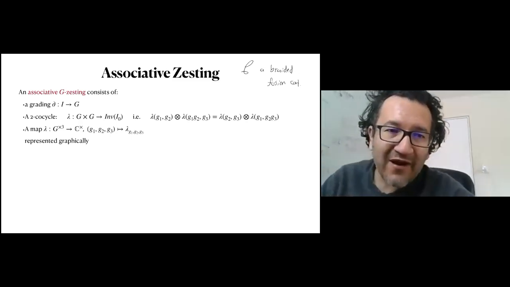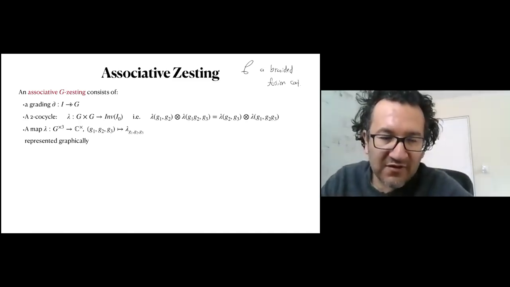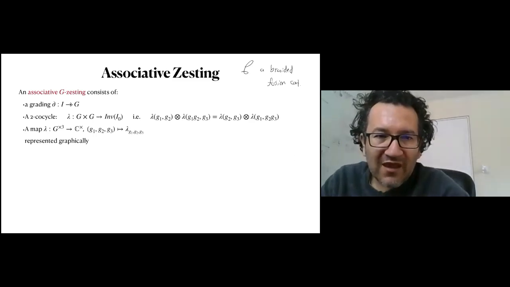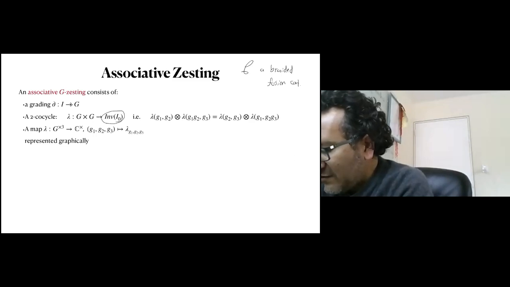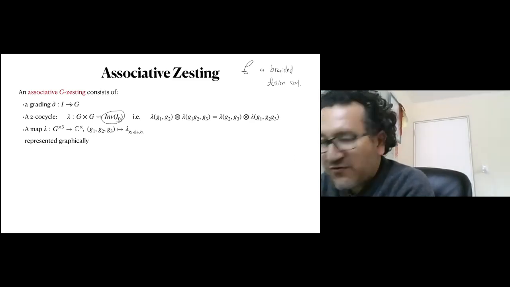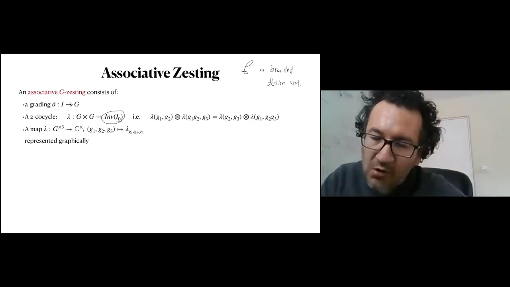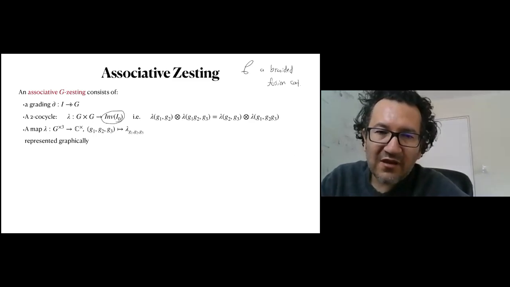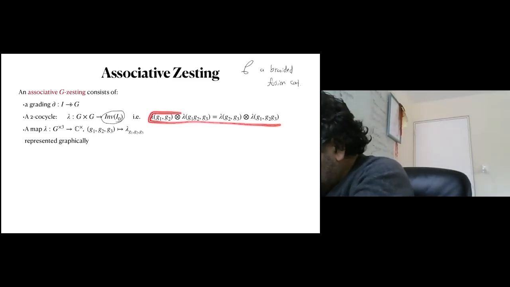So we need a grading, and here by a grading I am also assuming that this map is surjective, so it's a faithful grading. And we need a two cocycle. This is an ordinary group two cocycle, where here by this I mean the invertible objects graded over the trivial component of your group. That will be a subgroup of the whole group of invertible objects. And this is the two cocycle condition. So it has to satisfy the two cocycle condition.